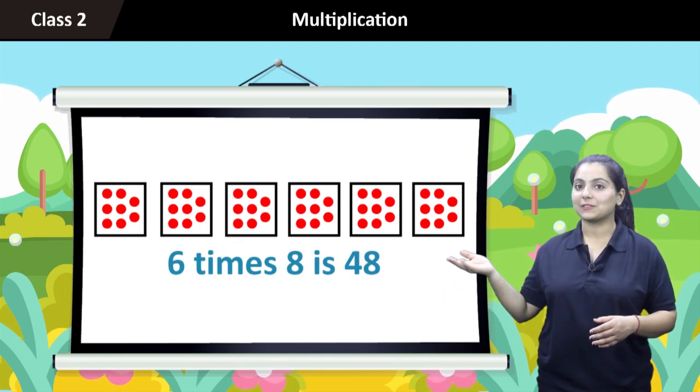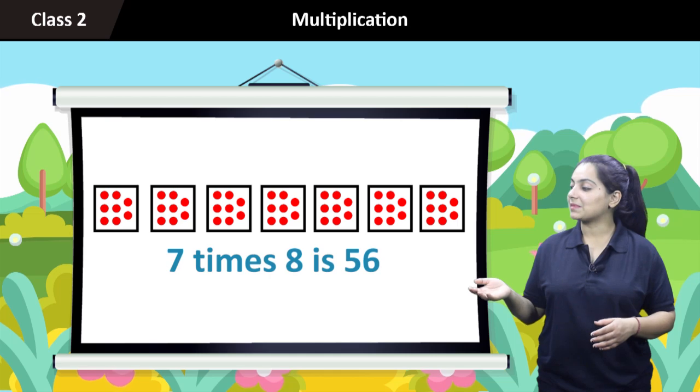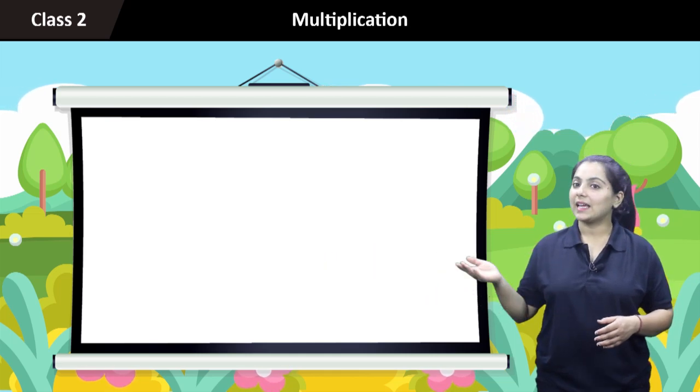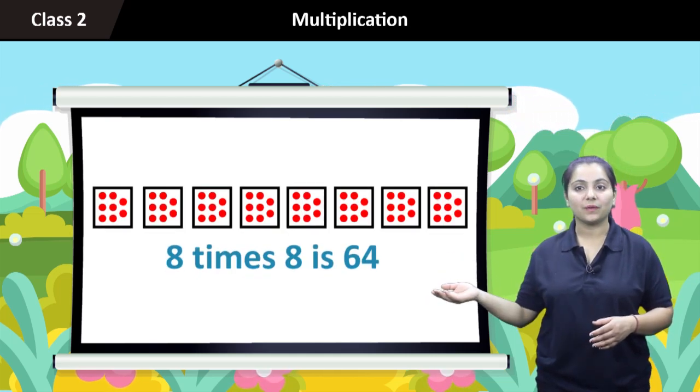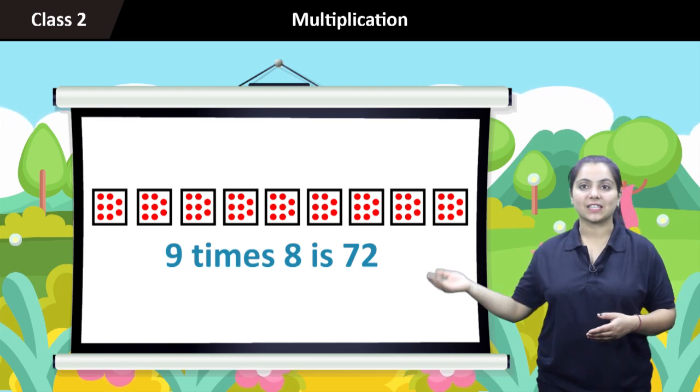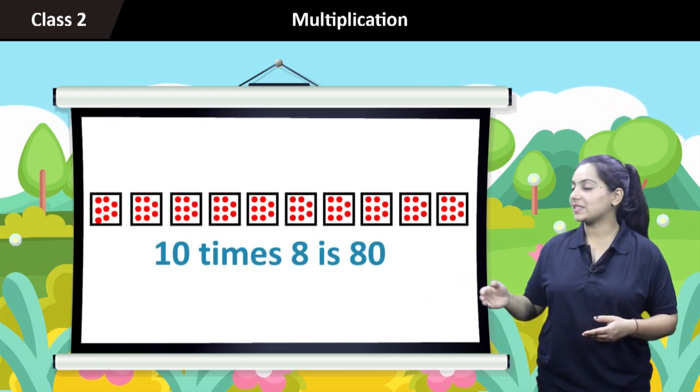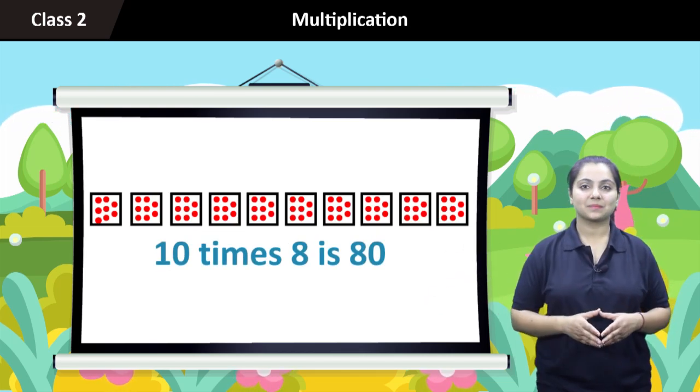5 times 8 is 40. 6 times 8 is 48. 7 times 8 is 56. 8 times 8 is 64. 9 times 8 is 72. 10 times 8 is 80.